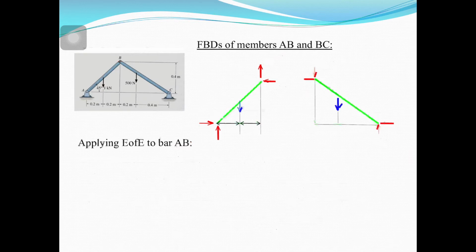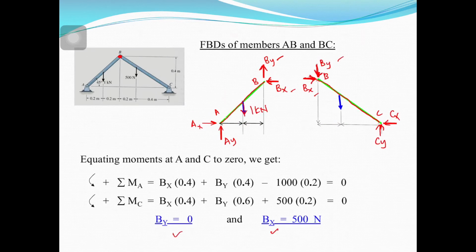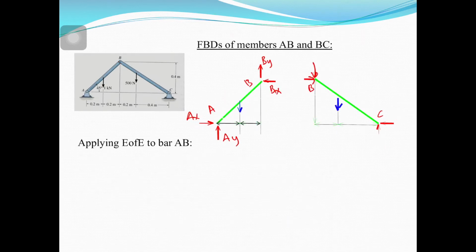So apply equation of equilibrium to bar AB. So this was AB, BC. Alright. So you have AX, you have AY, you have BY, and you have BX. This one we already found just now, which is BY 0, BX 500. Okay, this one is 500.